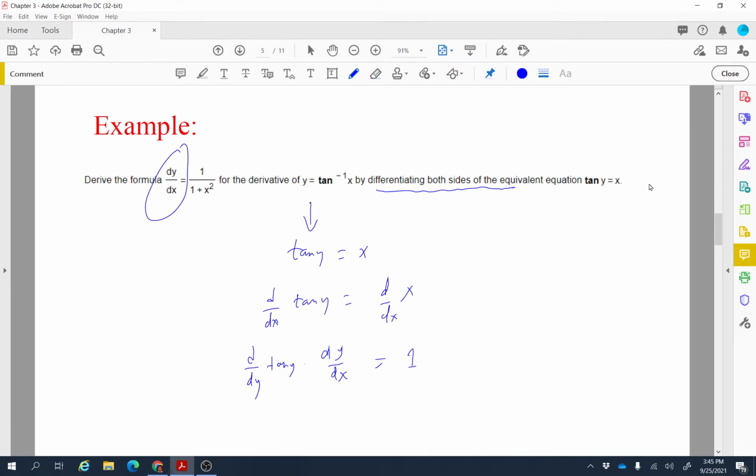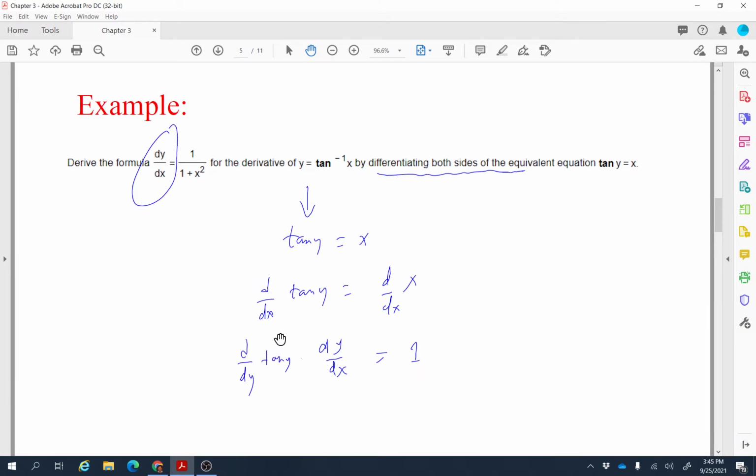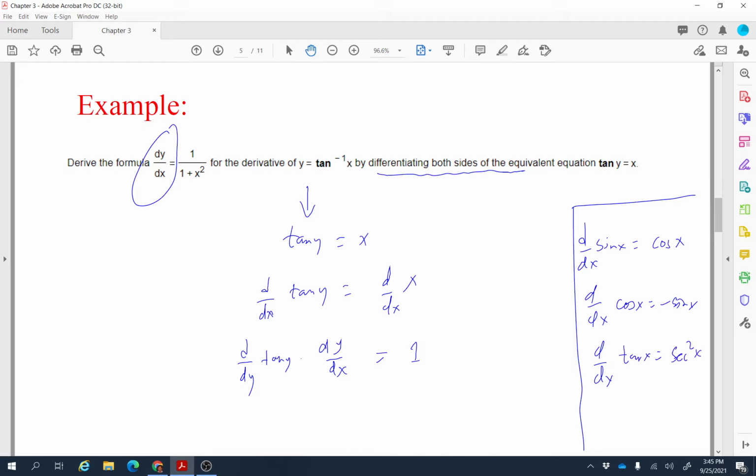We know the derivatives of trigonometric functions. If we don't, then we need to review that. The derivative of the tangent function is, let me just give you a quick review. The derivative of sine x is cosine of x. The derivative of cosine of x is negative sine x. The derivative of tangent of x is secant squared x.